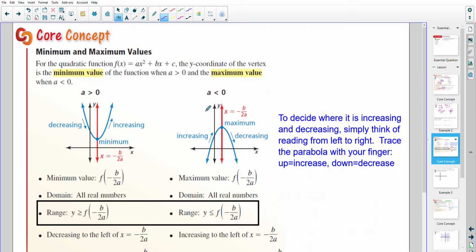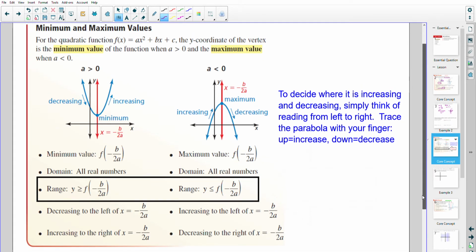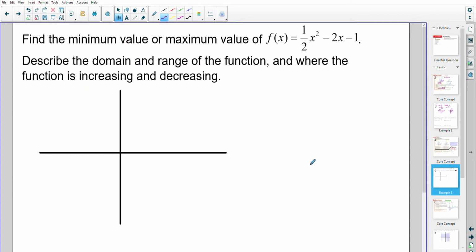Now, there's also something called increasing and decreasing. You may remember in slopes, this would be a positive slope, this would be a negative slope. So as you're going up from left to right, it's increasing. As you're going down from left to right, it's decreasing. And that's all you need to know about this particular slide, is the increasing or decreasing part.